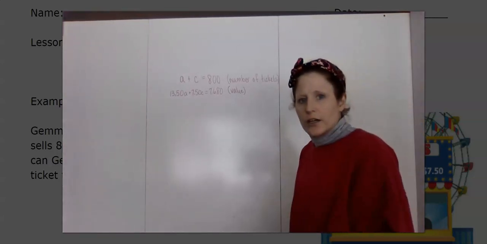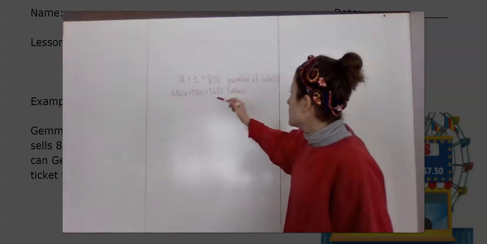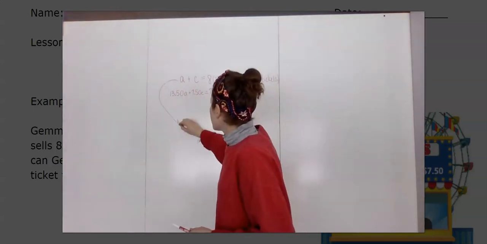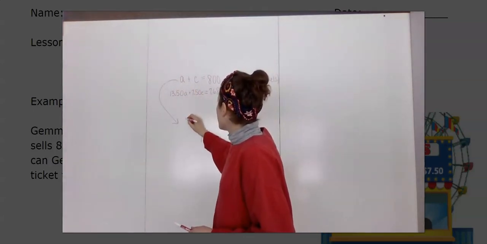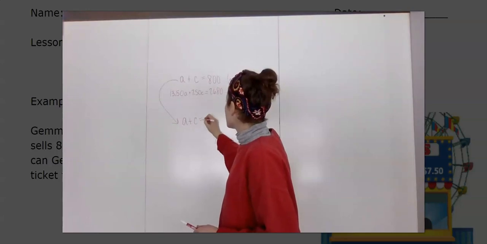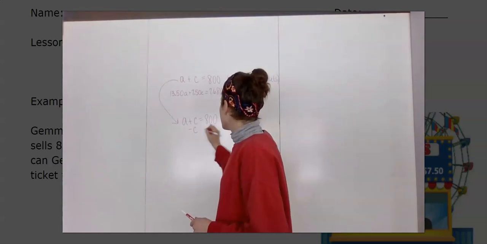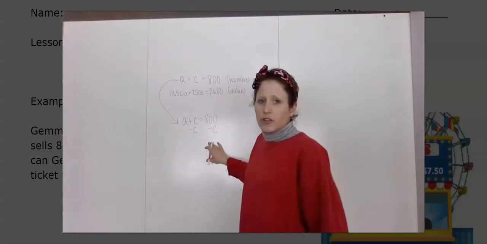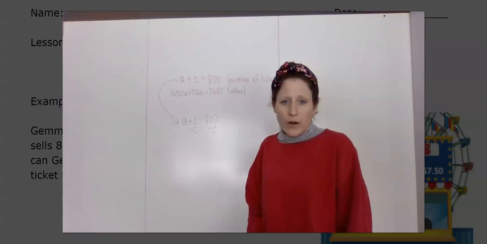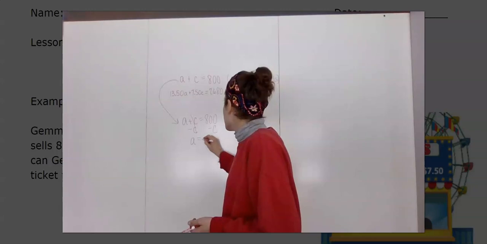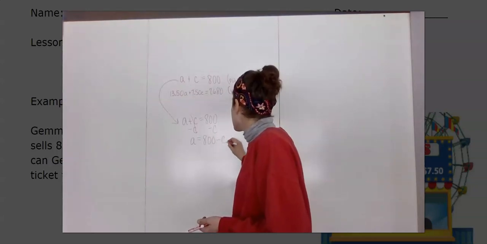Now what I'm going to do is solve for A in the top equation because I can do that just by getting rid of C. So I'm going to write this down here. A plus C equals 800, and I'm going to solve for A here. So I want to subtract C from both sides. I want to make sure that you do this step on your paper or your whiteboard because this is where most of you are making your mistakes. A is going to be equal to 800 minus C.